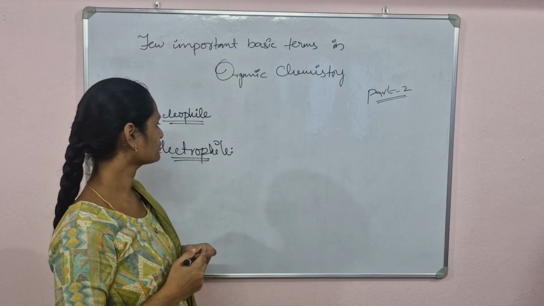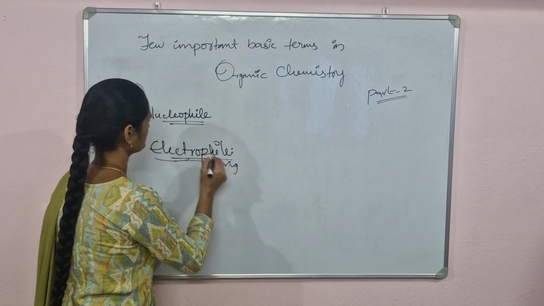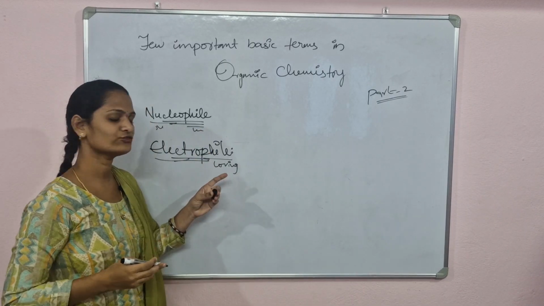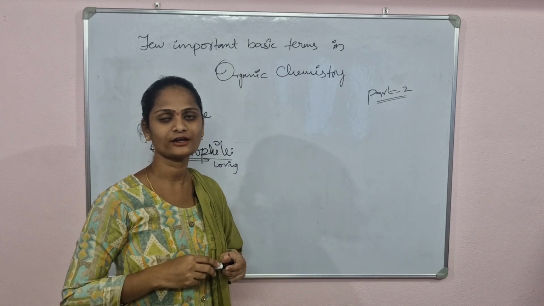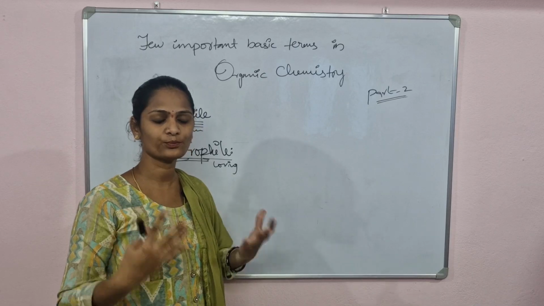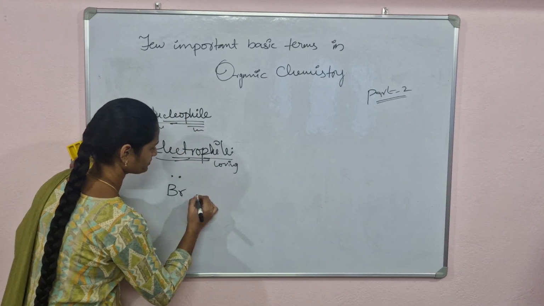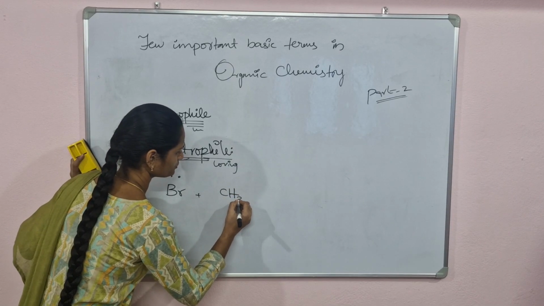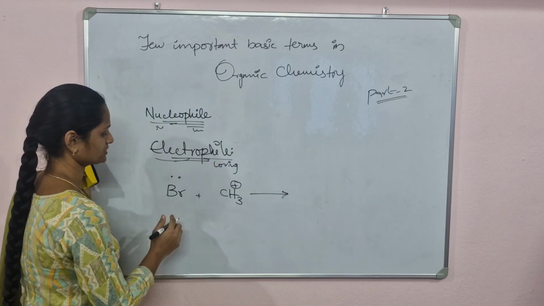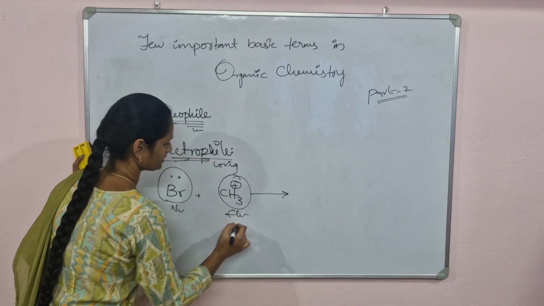See, electrophile. Electro means electron, phile means loving. In nucleophile, nucleo means nucleus, phile means loving. Electrophile is an electron-deficient reactive species. It has a capability of accepting electron lone pairs. For example, bromine has two electron pairs and the methyl group has a positive charge. In this reaction, here it is a nucleophile and this is an electrophile.